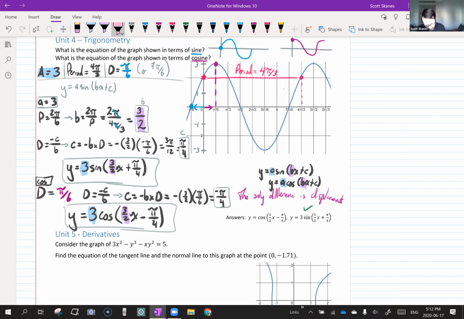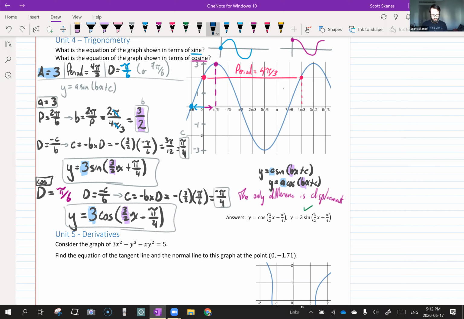Amplitude is 3 because it's not clear, but you'll see 1, 2, 3. The amplitude is this. Okay.